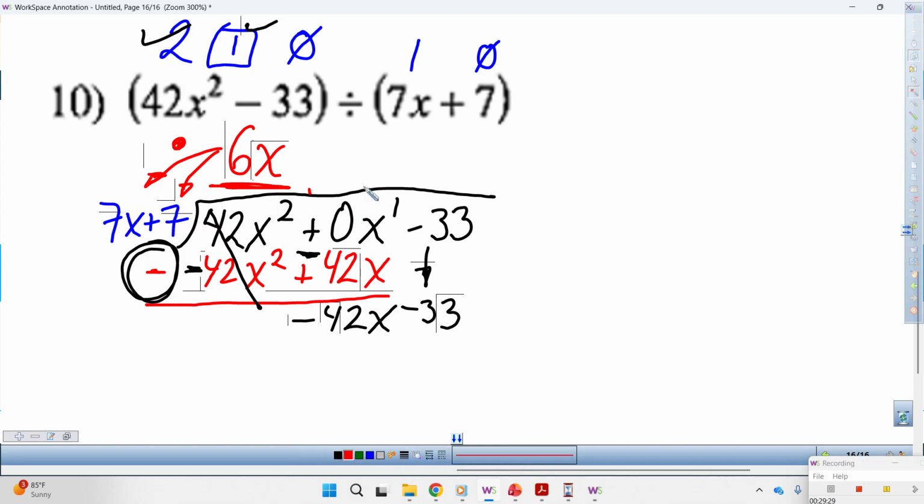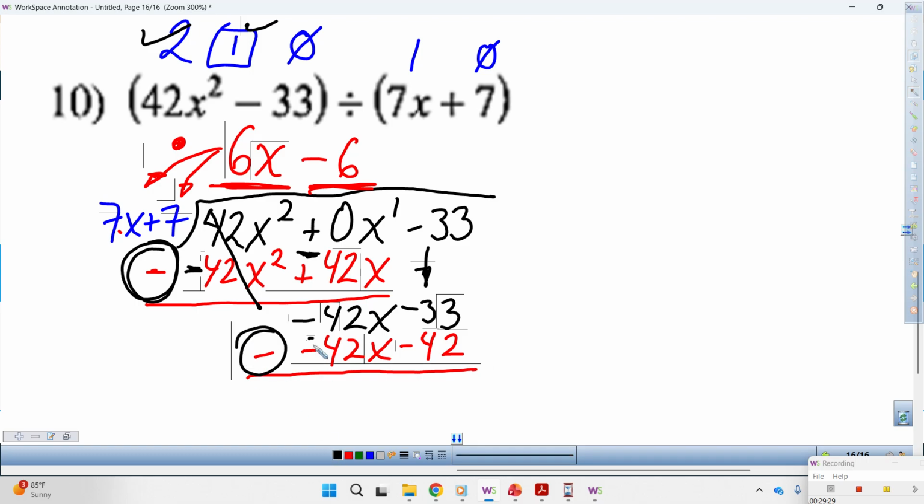Last but not least, what number times 7x gives us negative 42x? Negative 6. Negative 6 times 7x is negative 42x. And negative 6 times 7, that's negative 42. Subtract. Circle your subtraction. Distribute here. This becomes a positive. Distribute here. Becomes a positive. This cancels. That leaves us with 42 minus 33. That is positive 9. Remainder. Hands if you got that. All right, some of us.